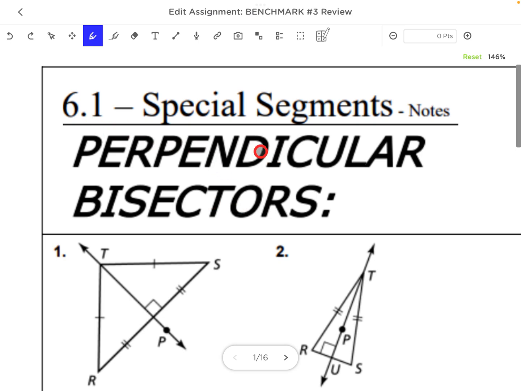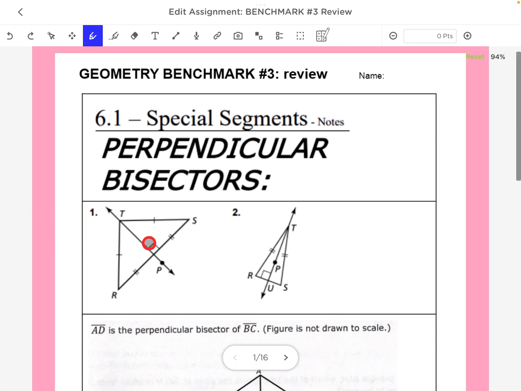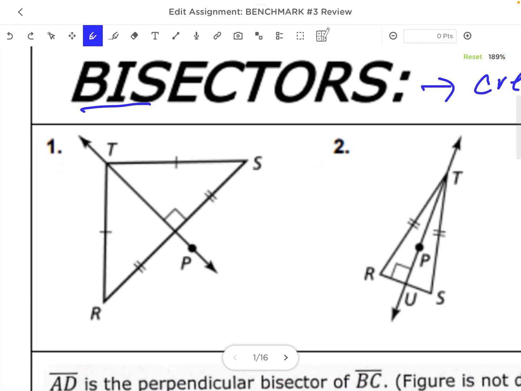Okay, so we're going to talk about first perpendicular bisectors. So these are perpendicular bisectors. So let's break that down. What does perpendicular mean? Perpendicular means crosses at a 90-degree angle. That's what perpendicular means. Okay, bisector means that it creates two equal parts. Okay, so let's take a look at these, right?